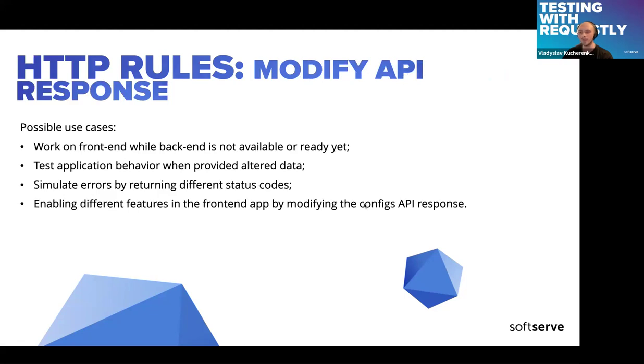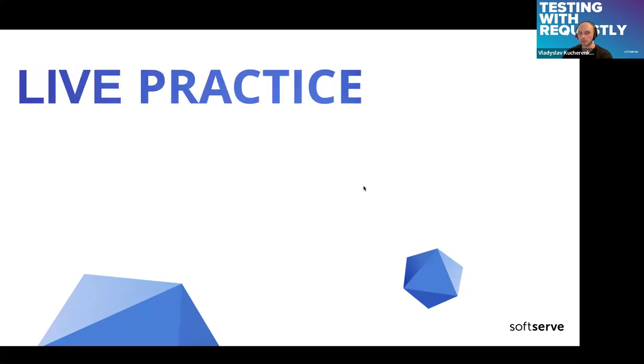And the last useful HTTP rule is modify API response. This rule lets you alter server responses, directly enabling front-end testing when the backend changes are pending or not available, which is key for iterative development and fast feedback. Okay, so after this, I will proceed to live practice, and we will dig into the practice.